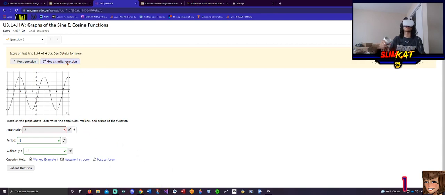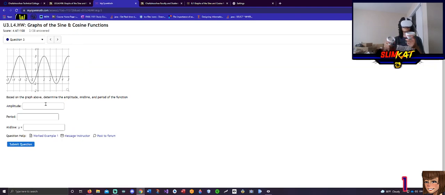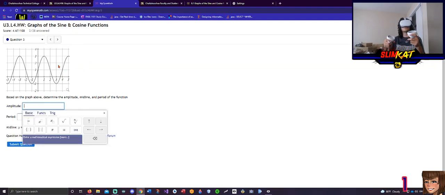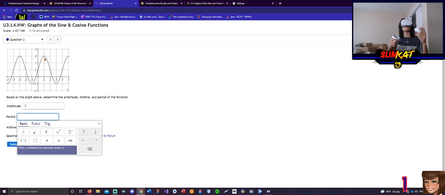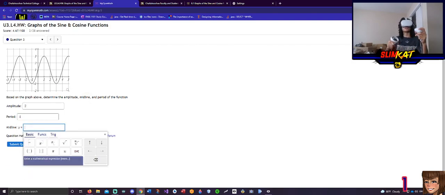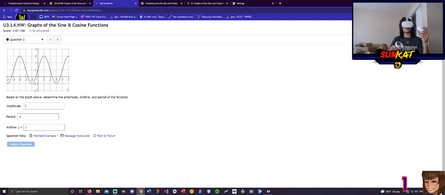Got it. So let's try this question again. Amplitude would be, so from 3 to negative 1, that's 4, so it would be 2. And then period is from 1 cycle, so from 1 to 5, which is 4. And then midline is from 3 to negative 1 divided by 2, which is 1. And that should be correct.